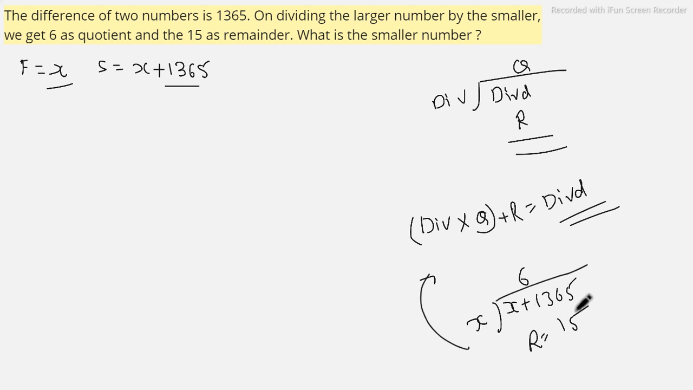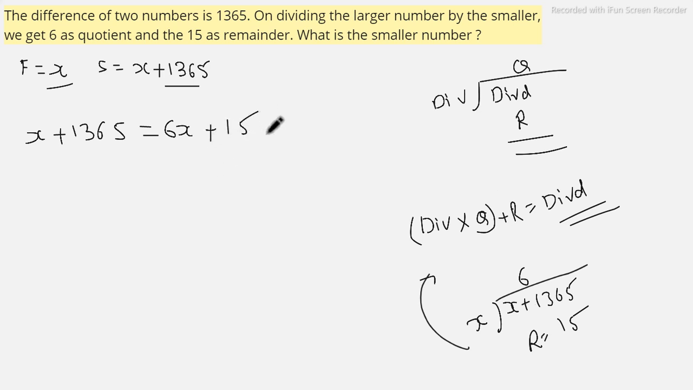So based on this, comparing this with this, what we can form the equation is dividend, that is x plus 1365, is equal to divisor into quotient. So your divisor is x into quotient. Quotient is 6. So it will become 6x plus remainder. So plus remainder here is 15.